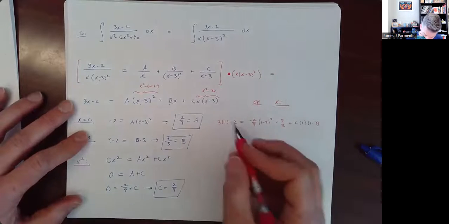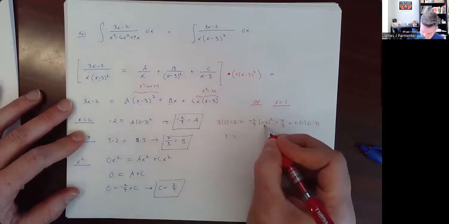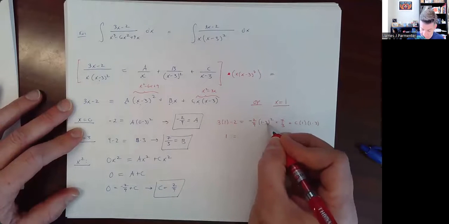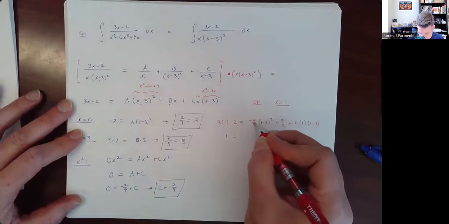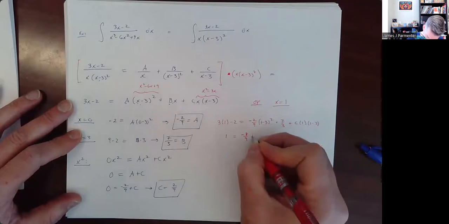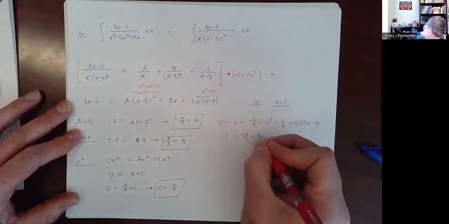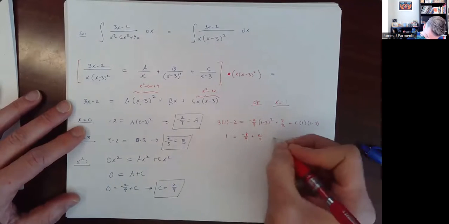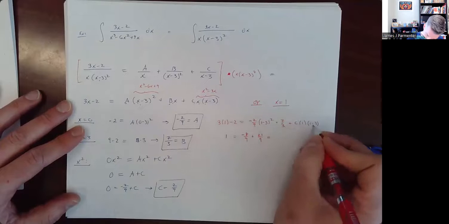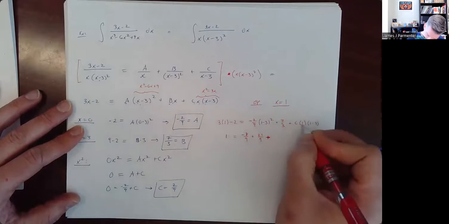I mean, it'll work. 3 minus 2 is 1. -2/9 times (1 minus 3), which is -2, squared is 4. -2/9 times 4 is -8/9. Plus, I'm going to change this to 9. So 7/3 times 3 over 3 is 21/9, plus c times 1 times -2. So, oh, sorry, not equals, plus -2c.